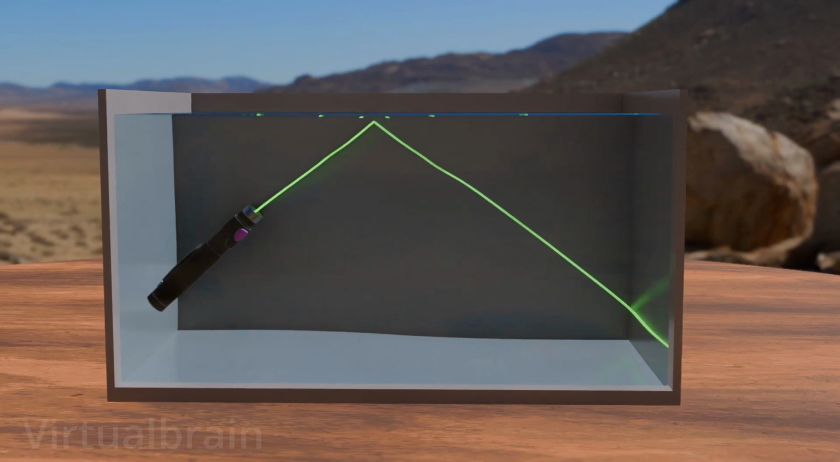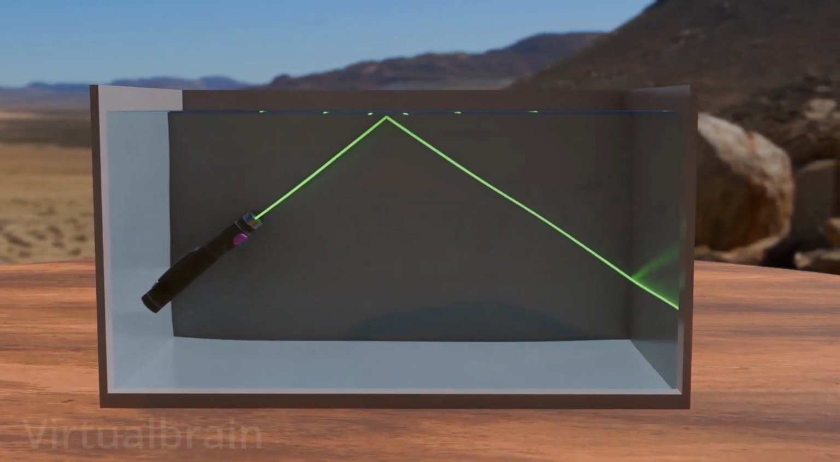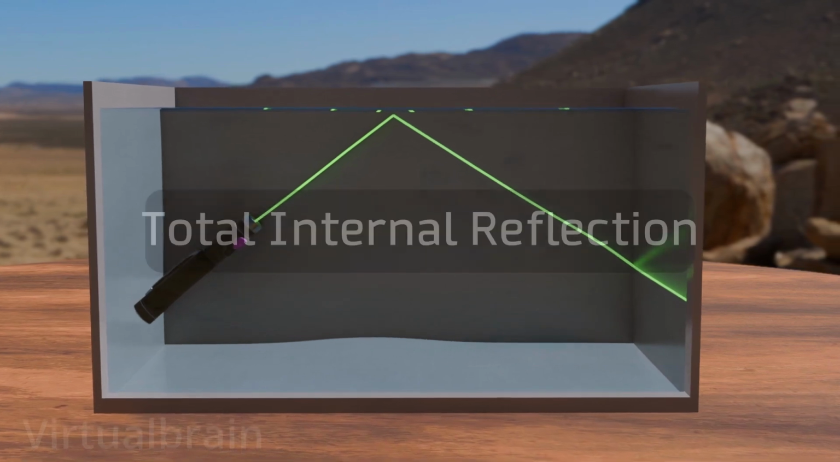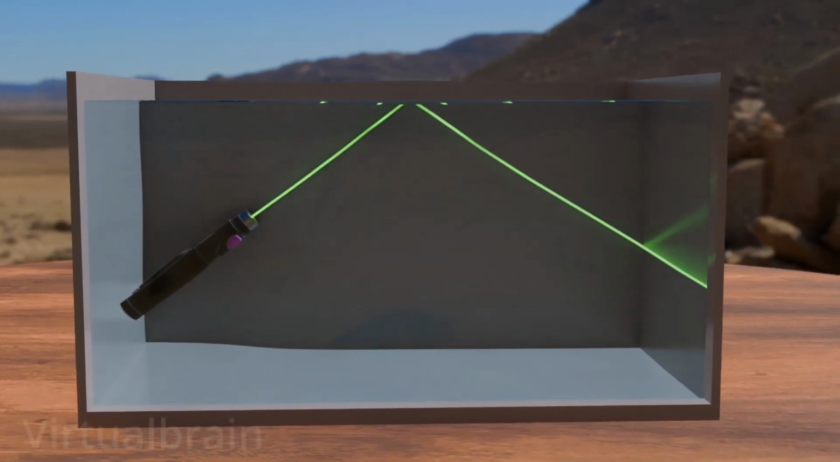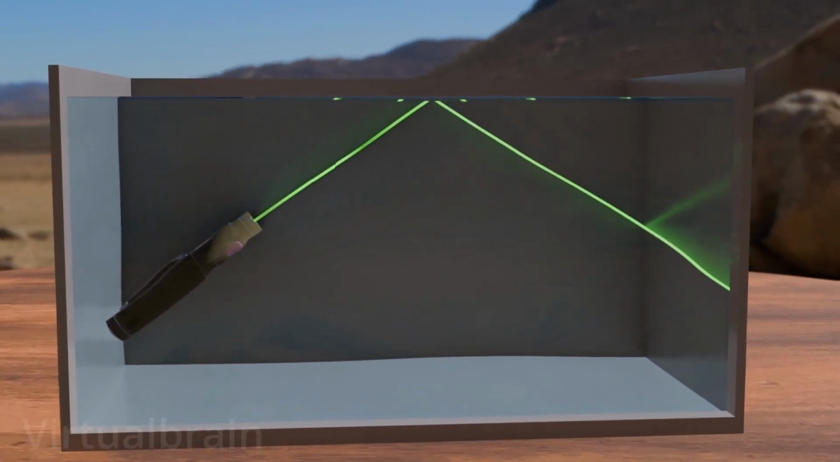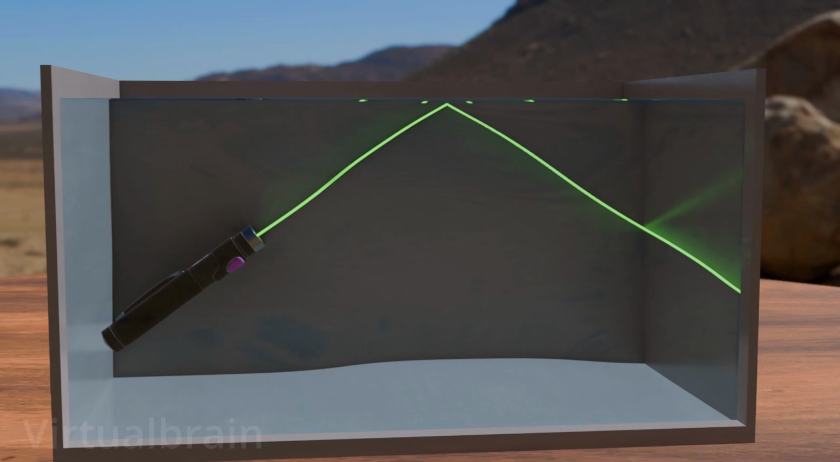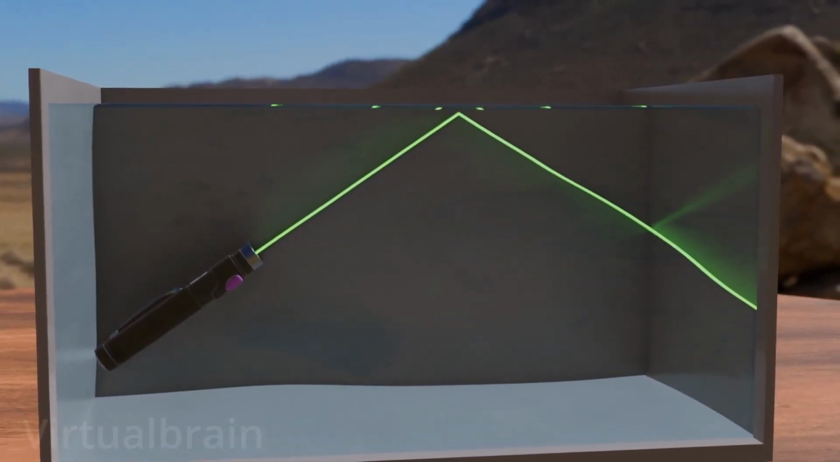When this occurs, the light, instead of being refracted, is completely reflected back to the original material in a phenomenon known as total internal reflection. This process occurs when light passes from a medium with a higher refractive index to one with a lower index. In other words, the interface between the two materials will behave as if it were a mirror, this being the fundamental principle of fiber optic cables.